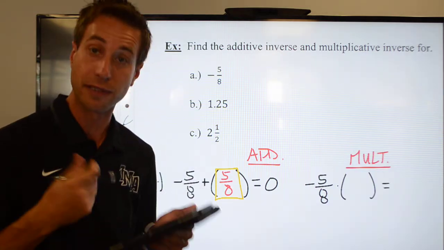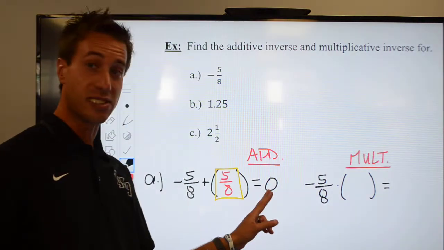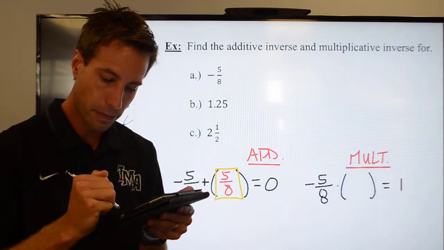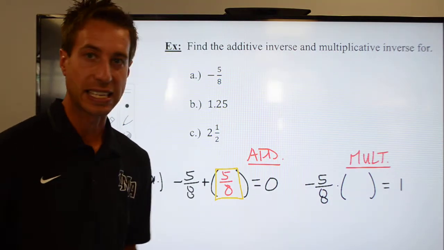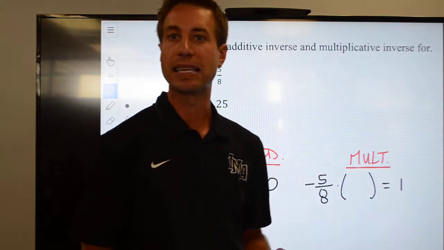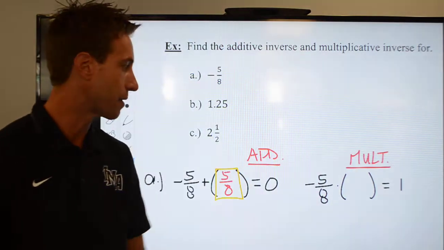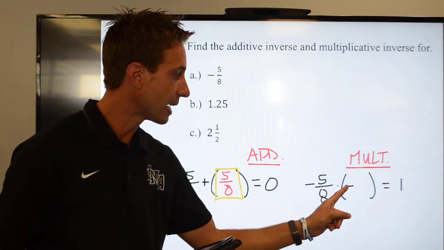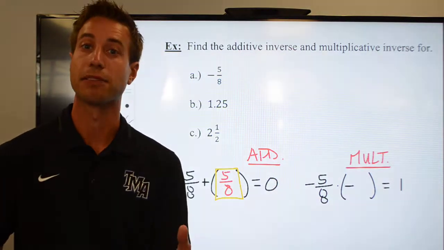That's what we're trying to figure out, what number goes here, so that I don't get a 0, but for multiplicative inverse, I need to be equal to 1. Okay, well, let's think about this for a second. I have a negative 5/8. Now, we know that when it comes to multiplication, the only way to get rid of the minus sign is to multiply by another negative. So I know that right off the bat, a negative times a negative is going to get me a positive 1. So whatever this number is, it's going to have to be negative.